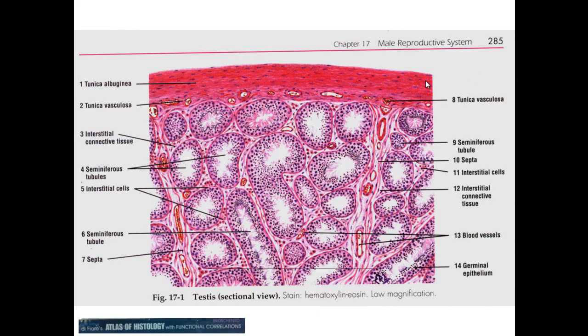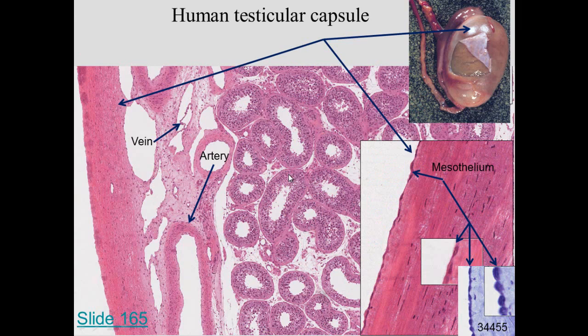If we look at the testis, we see there's a thick capsule here, and here are the seminiferous tubules, and between the seminiferous tubules would be the Leydig cells, located in here. So if we look at the human testis, we see the tunica albuginea reflected back, and it is dense irregular connective tissue like all other capsules of the body, and you can see the fibroblasts and the collagen in through there.